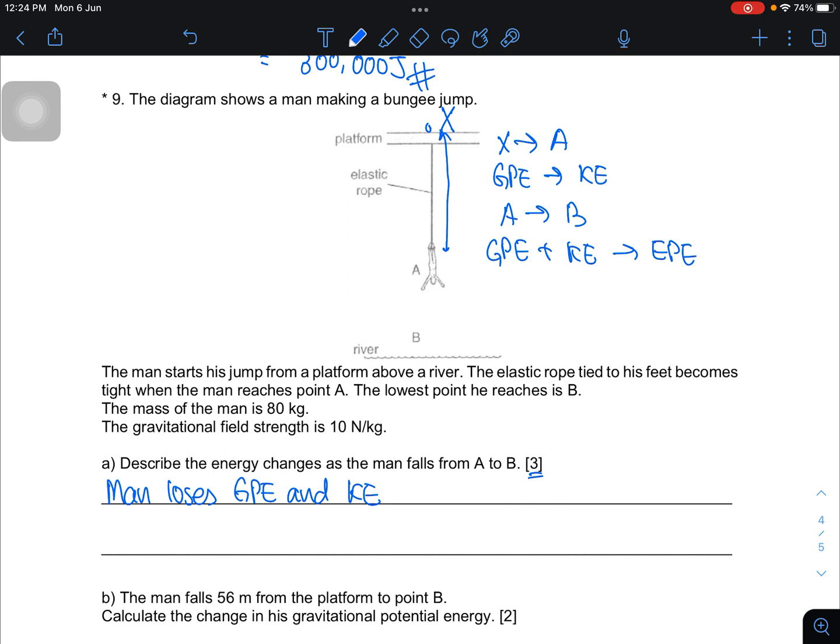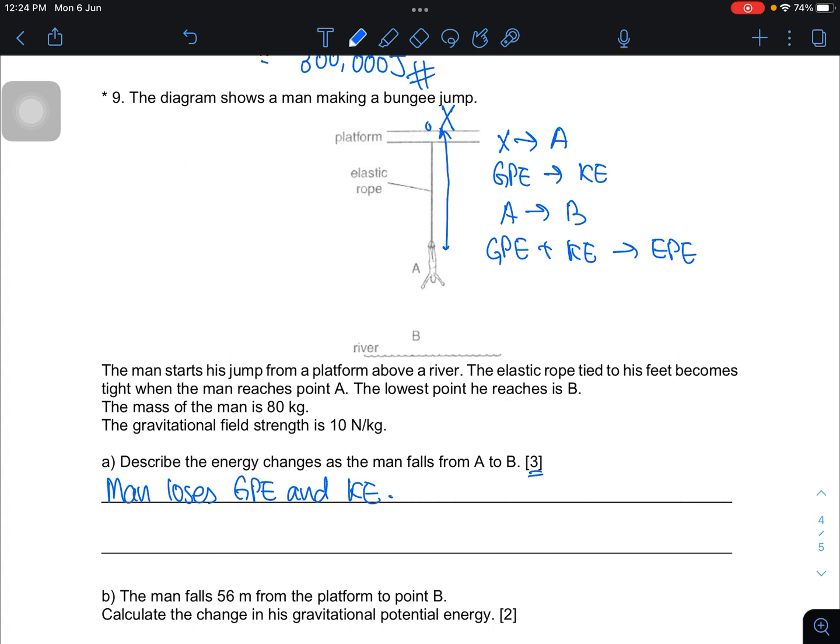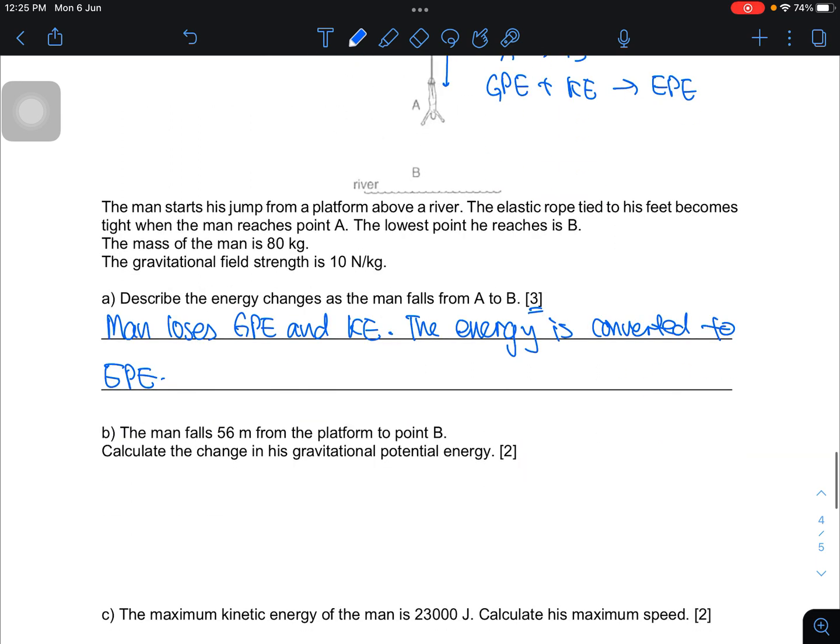Because if he's going to move any faster as he goes down, the man is going to land in the river, and then probably this is going to be an accident. It will be a death case. So he's going to lose both GPE and KE, and of course, energy is converted to EPE. I think that's it. 3 marks.